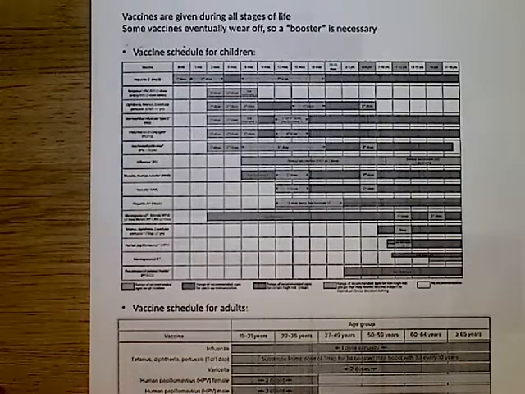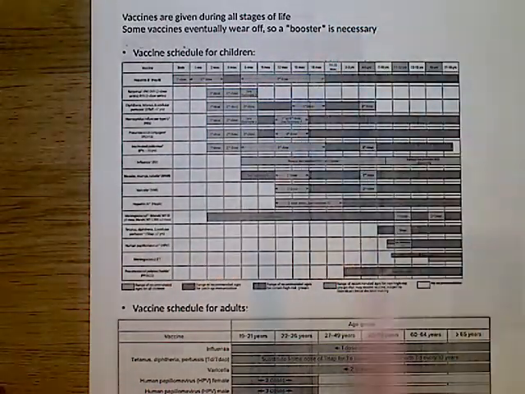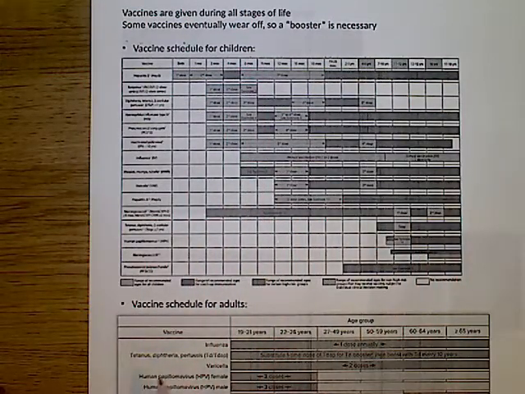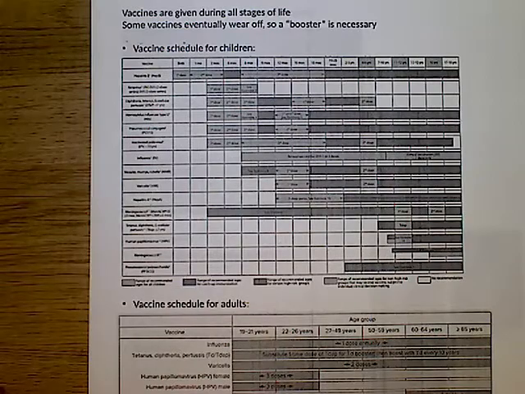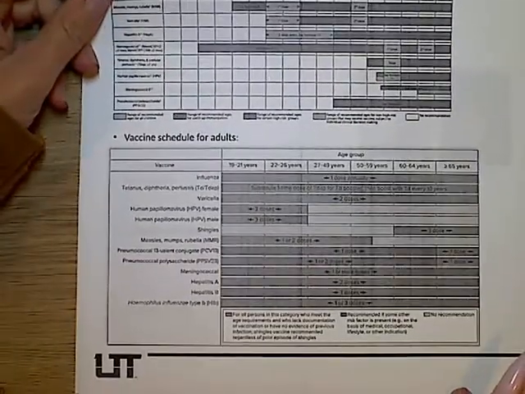So vaccines are given during all stages of life, and some vaccines will eventually wear off, so a booster is necessary. Again, I'm sorry that I don't have a color copy of this, but this is the schedule for children, and it shows you all the things they vaccinate for and at what age they do it. And then, let's see, when you would need your second dose. So you don't need to memorize any of this by any means, but it is interesting to see. And then for adults, there's one here as well.